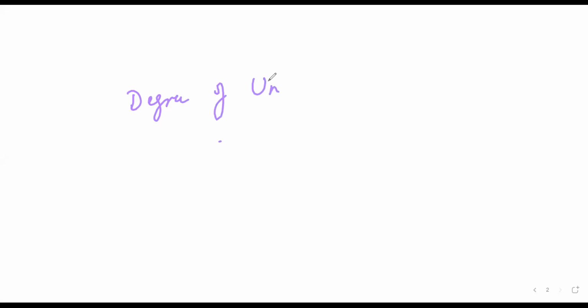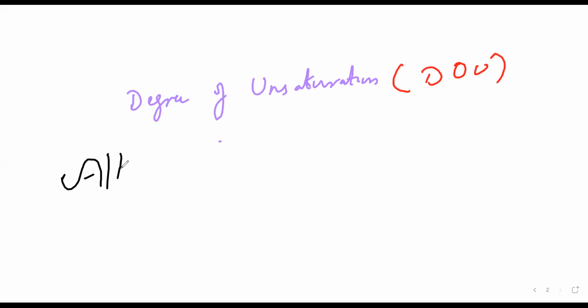Degree of unsaturation, or else it's given as what? DOU. Okay, degree of unsaturation. So obviously for saturated compounds, for example, if I take alkane, so alkane is generally what?